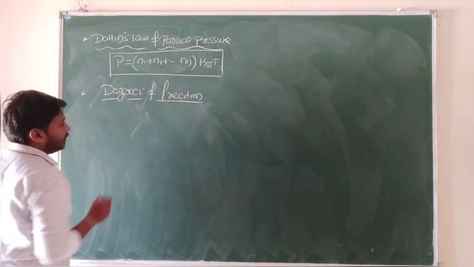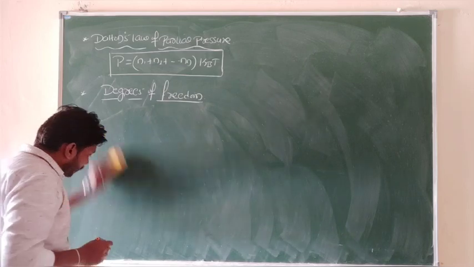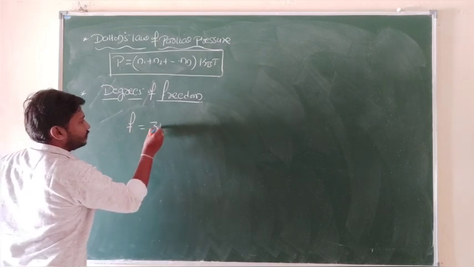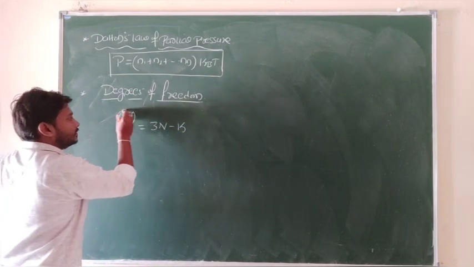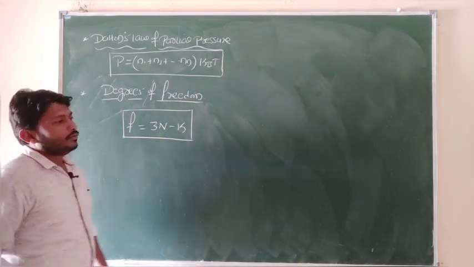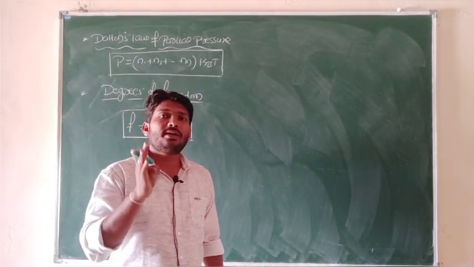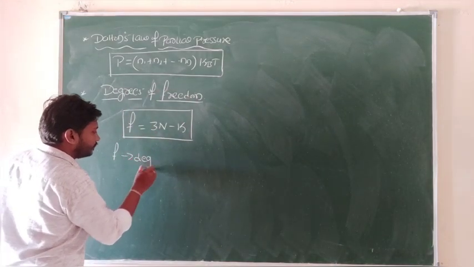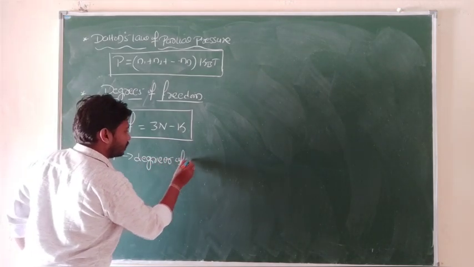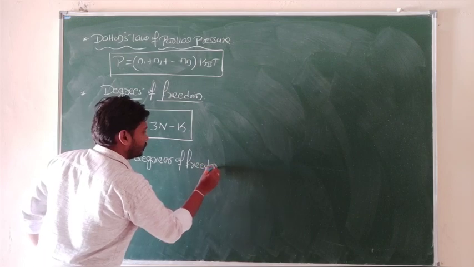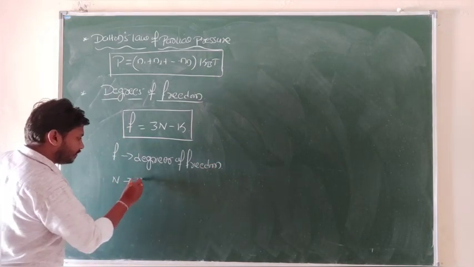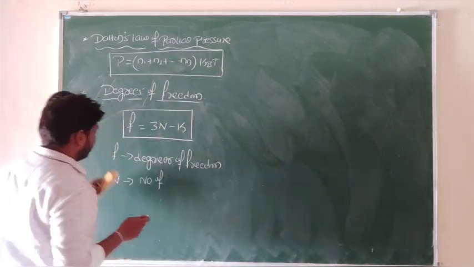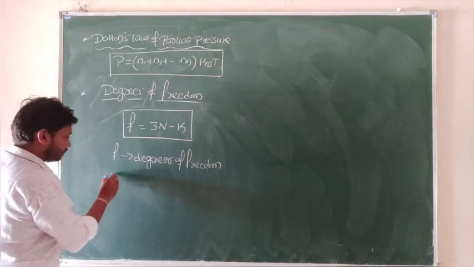Then we have the direct connecting formula to find the degrees of freedom. F is equal to 3n minus k. This is the connecting formula for finding the degrees of freedom for monatomic, diatomic and triatomic gas. F stands for degrees of freedom, whereas n stands for number of molecules, or we can say number of atoms.